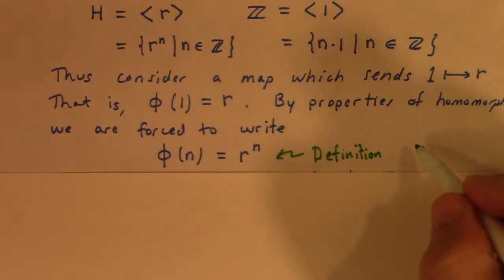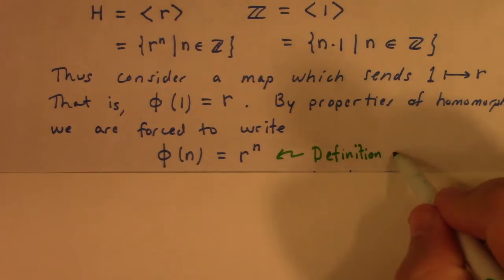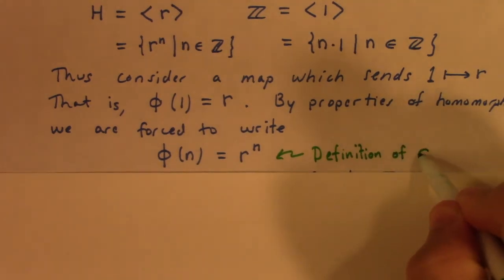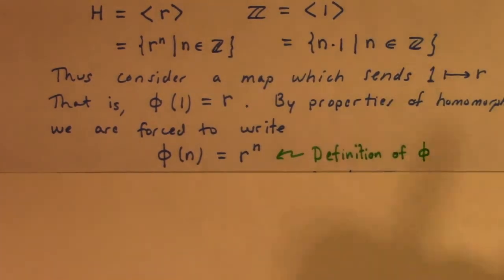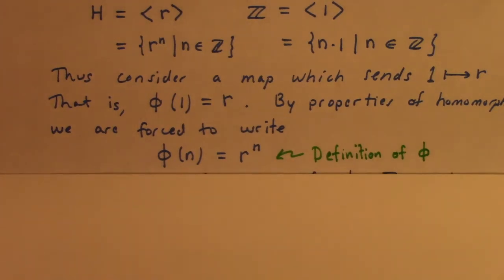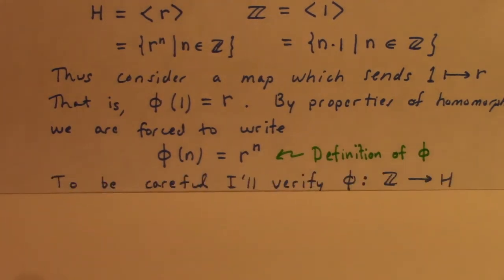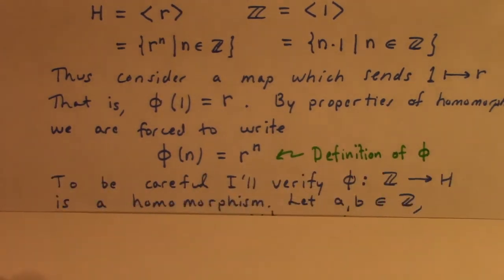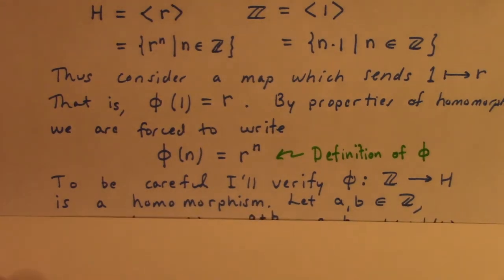I mean, this is a totally creative process, right? You could define phi otherwise and see if your phi works. But I'm going to show you that this choice does work, and it's a natural choice because, as I just explained, generators map to generators, yeah? Okay, so to be careful, I'll verify that my given alleged homomorphism is in fact a homomorphism.